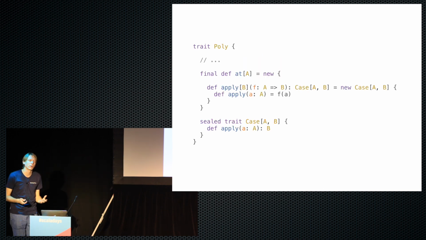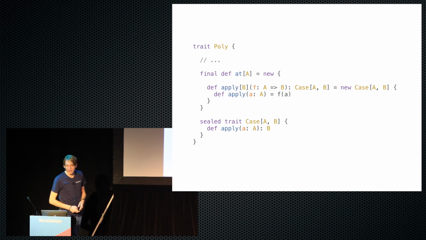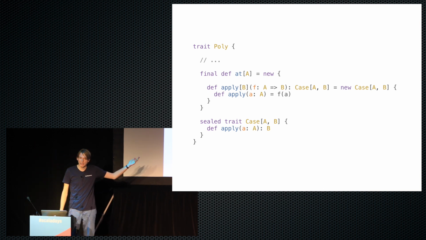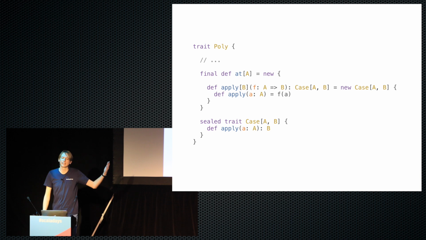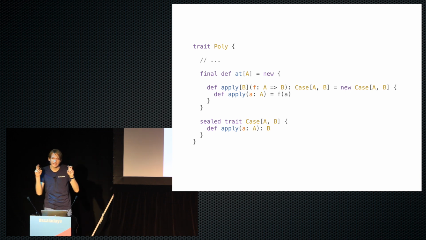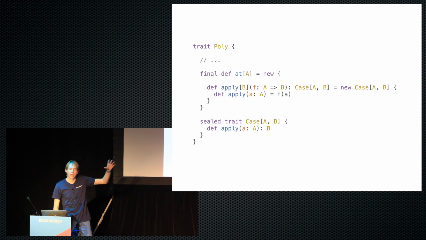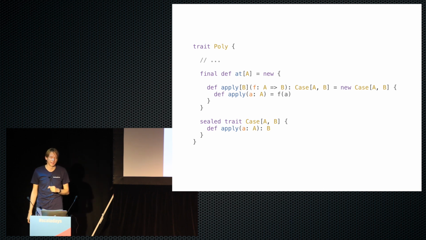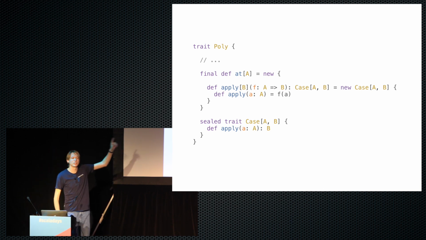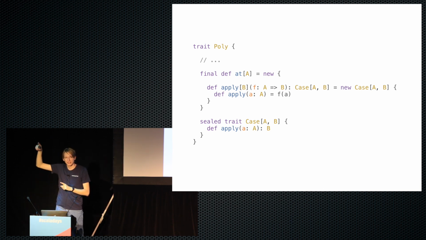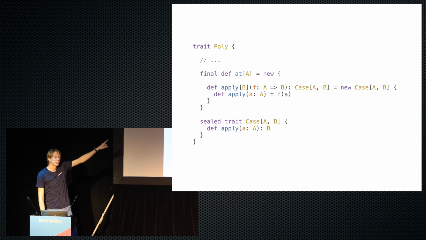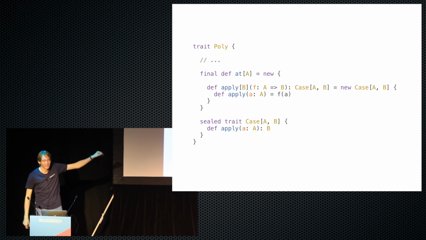So how do we define this? What does the machinery look like? Well, we're going to have a poly trait. The poly trait is going to have an at function inside of it that takes a single type parameter A and returns a new type that in turn has an apply method in it. Now, if you've never seen this new curly brace syntax, good. It's terrible. Don't use it. It's good for slides, nothing else.